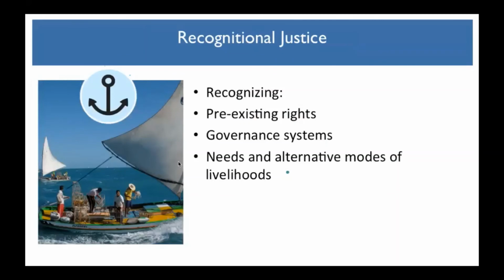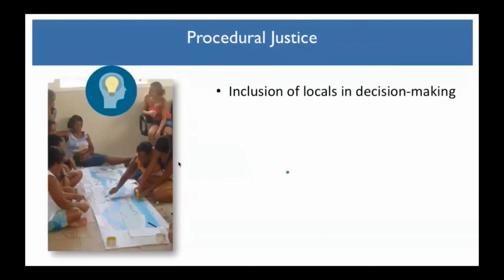Recognition justice is the one that recognizes pre-existing rights. So communities that have been there for hundreds of years, for example, they have their tenure rights. So it's not enough to just overlook them, to ignore them. They can have governance systems in place. And they have different ways of living their lives, and those should be respected.